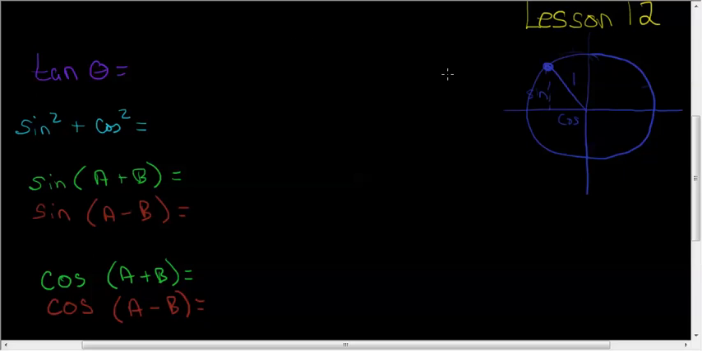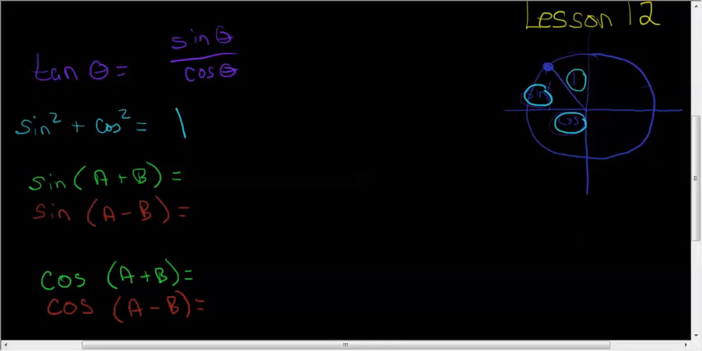Let me change colors here. What do we see about the tangent of an angle? Well, we know the tangent is the opposite over the adjacent, so the tangent is sine of theta over cosine theta. Using the same unit circle and the Pythagorean theorem, we can see sine squared plus cosine squared equals 1 squared. So sine squared plus cosine squared is 1. Both of these trig identities come straight from the idea that on the unit circle, the x value is the cosine, the y value is the sine.